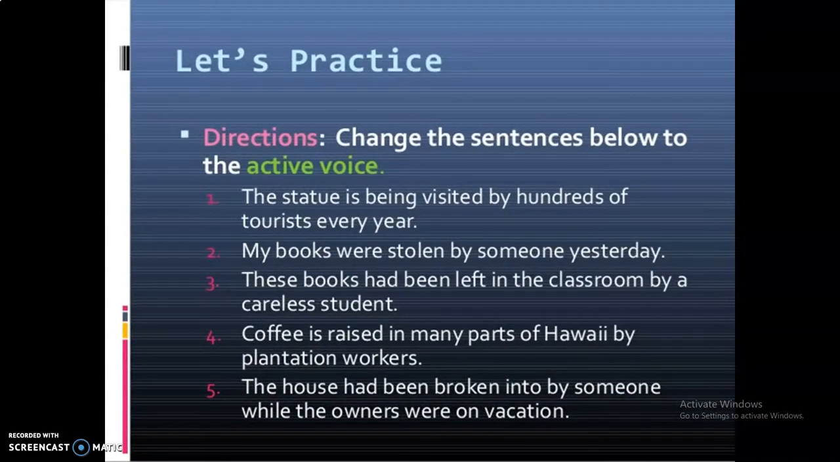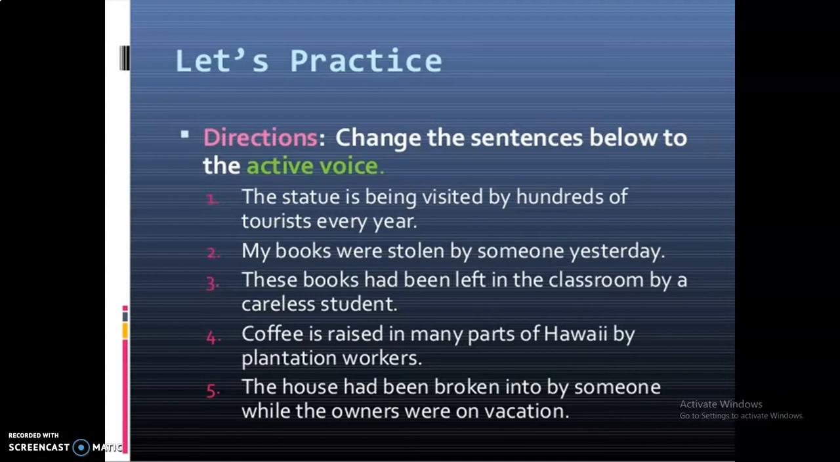Now let's practice. Now you understand about the active and passive voice. Now I will give you practice sentences. Directions: change the sentences below to active voice. That means you convert the passive voice sentences to active voice.